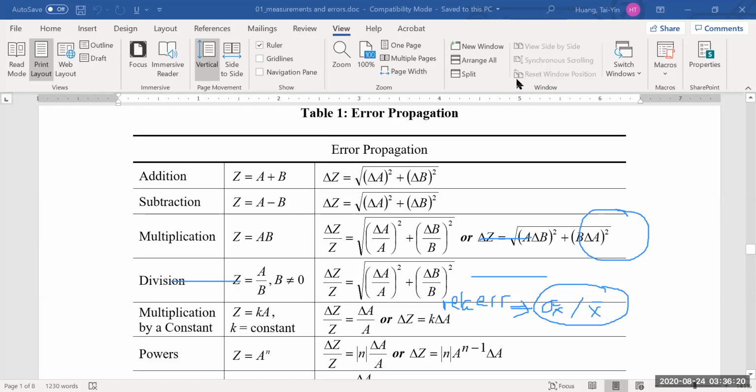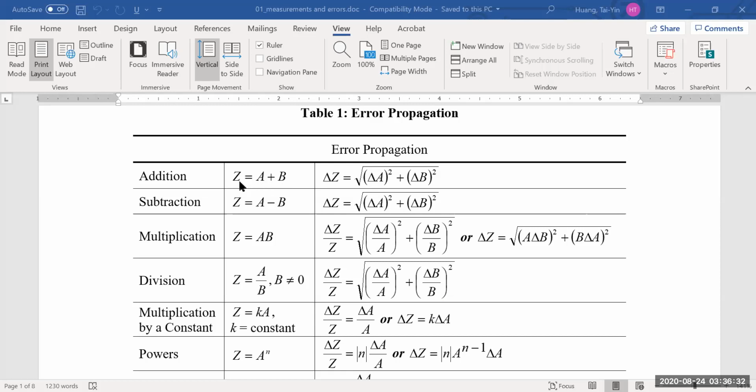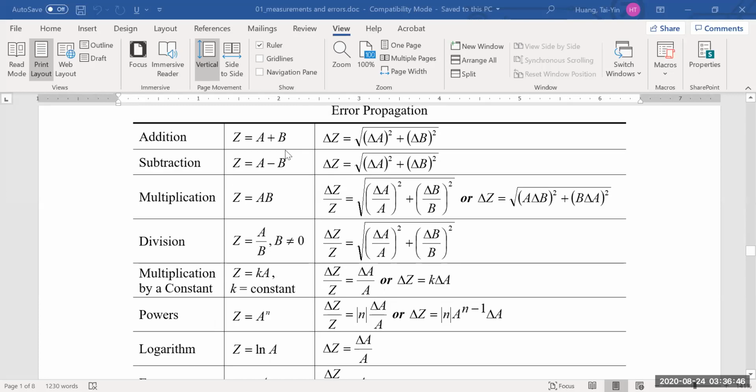Error propagation tells you that if you had two quantities, let's say in this case A and B, you measure A, you measure B, and then you want to find a third quantity which is not directly measured, but is obtained through a mathematical operation. What is the error associated with this? So when you look at this table, you'll find that even though you measure A and B, to calculate the error associated with Z, which is the quantity not directly measured, it really depends on what kind of math you do.